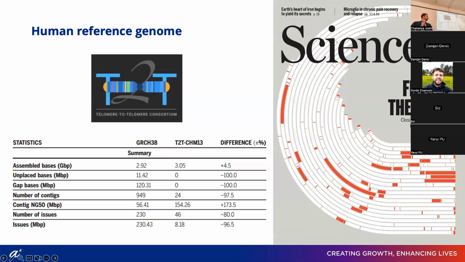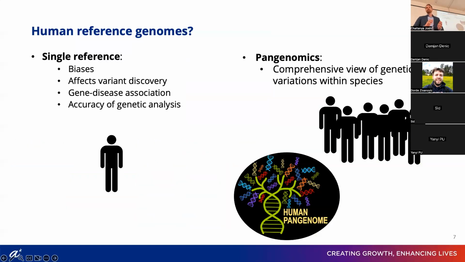But the human reference genome, we actually already have. Around 2 years ago, people from the Telomere to Telomere Consortium assembled a complete human genome and published it in a special issue of Science. This is the first time ever that the whole genome, with no bases left unplaced or gaps in the genome, has been assembled in such a way. So that was a huge thing in the community. But that does not mean that the job here is done.